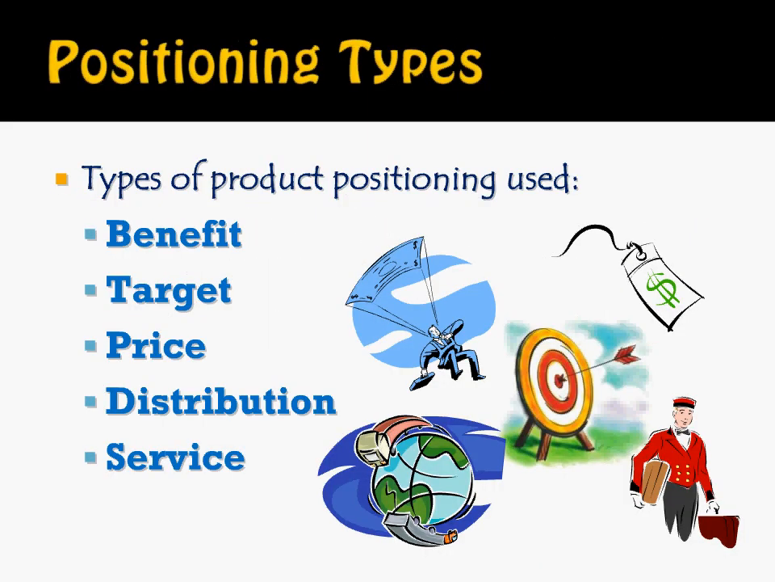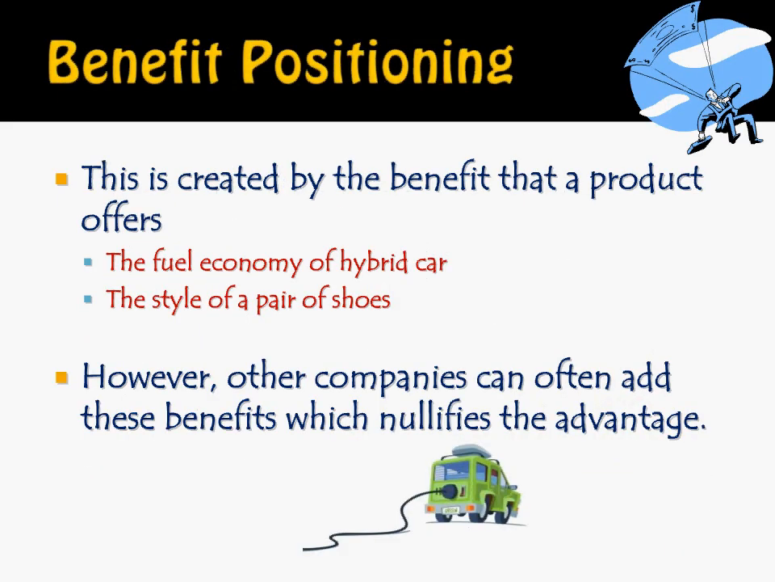So now that we understand that marketers have to address those five various aspects of positioning, they now can focus on the different types of positioning. Should they make it a benefit position, a target position, a price position, a distribution position, or a service position? Marketers will try and at least address one of these types of positioning. So the first type of positioning is benefit positioning.